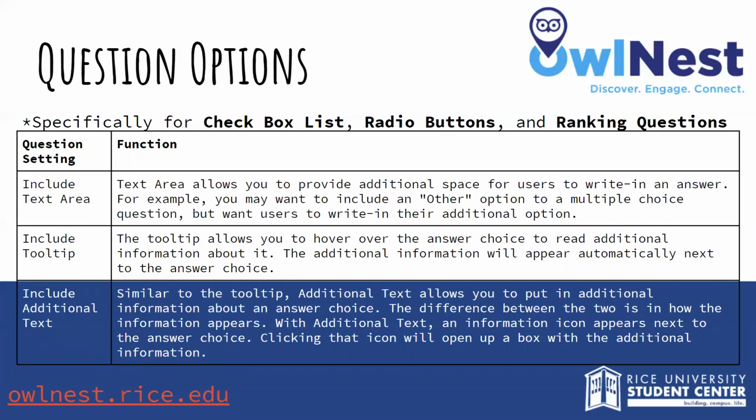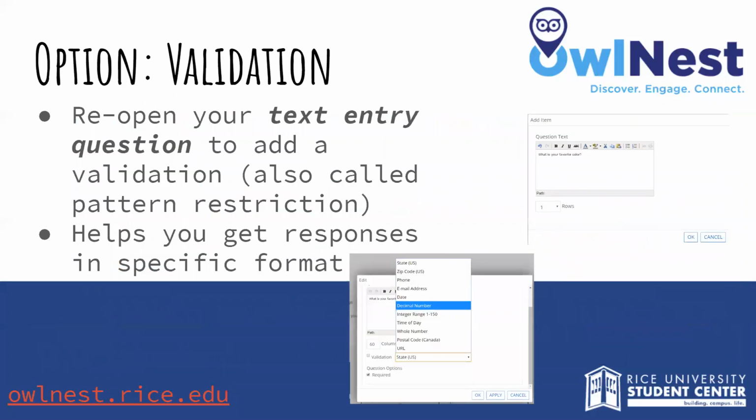A particularly useful feature is the validation option that is part of the text field question type. This basically helps you get responses in a specific format. For example, if you're collecting people's contact information and you want to get everyone's phone numbers in a uniform fashion, you would use validation.